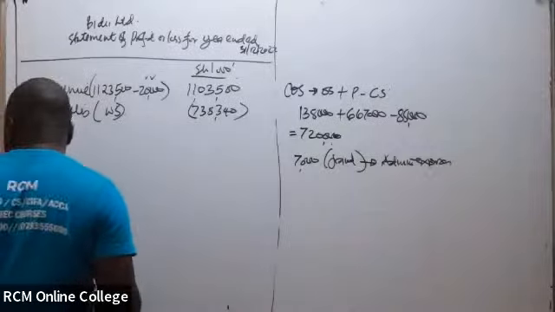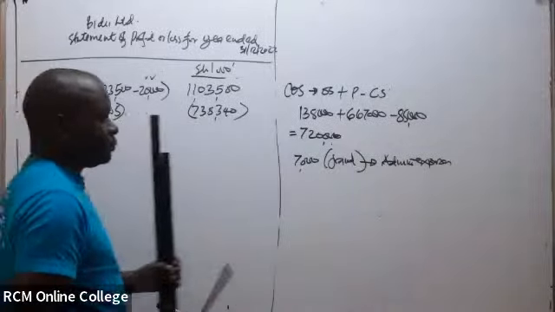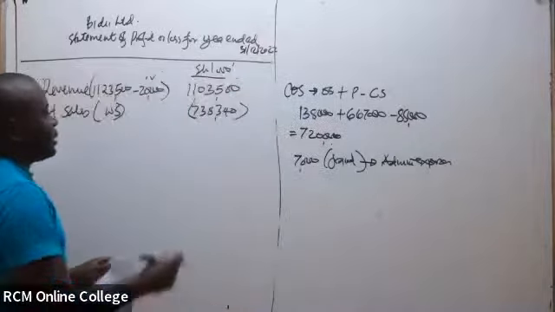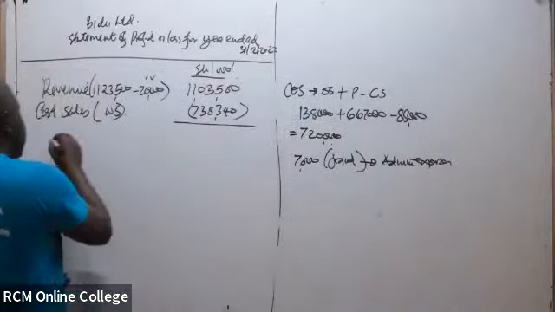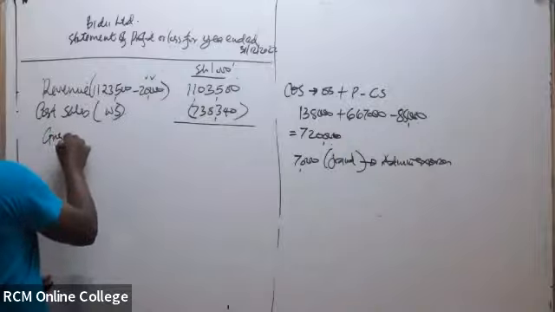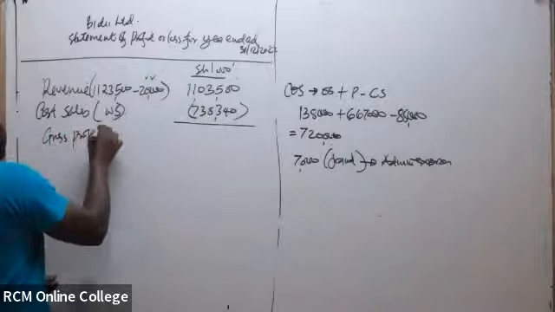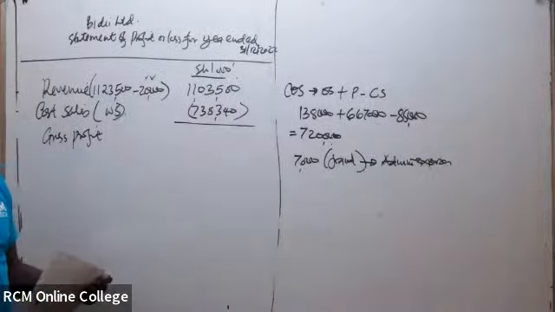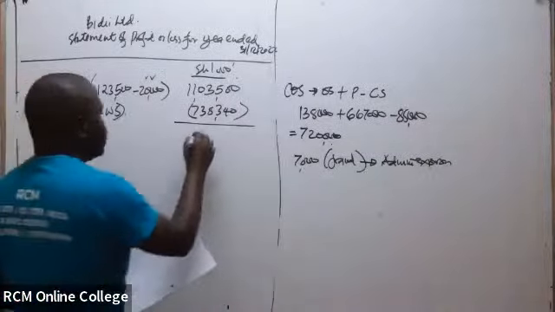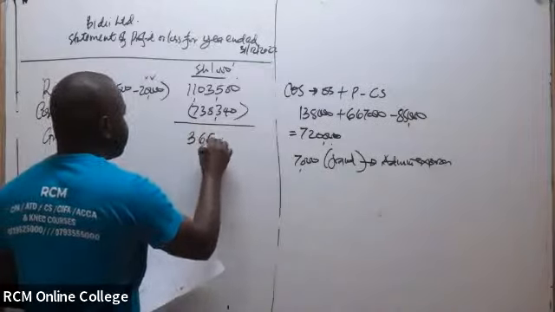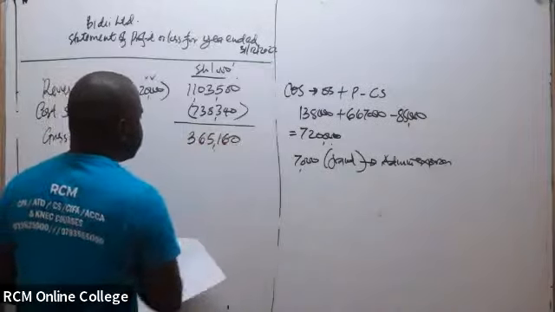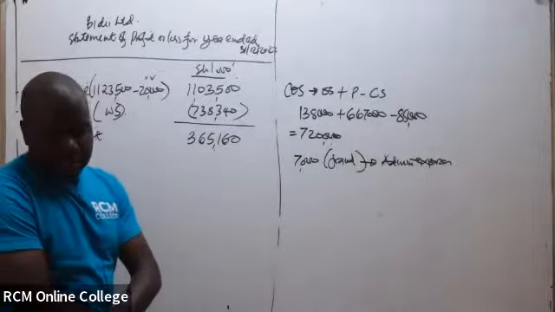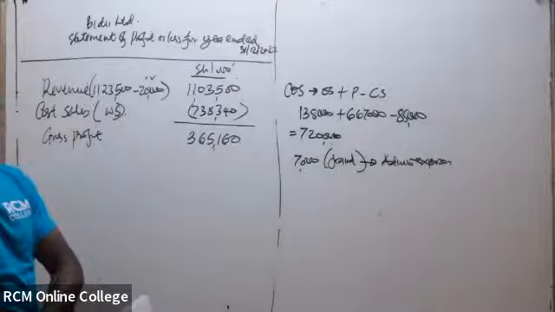And therefore you can get the difference, so that you can get the gross profit. The gross profit comes to how much? 365,160. So that is our gross profit.